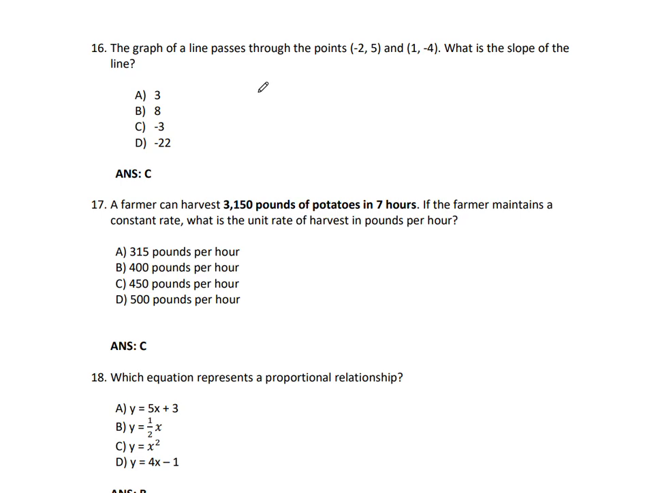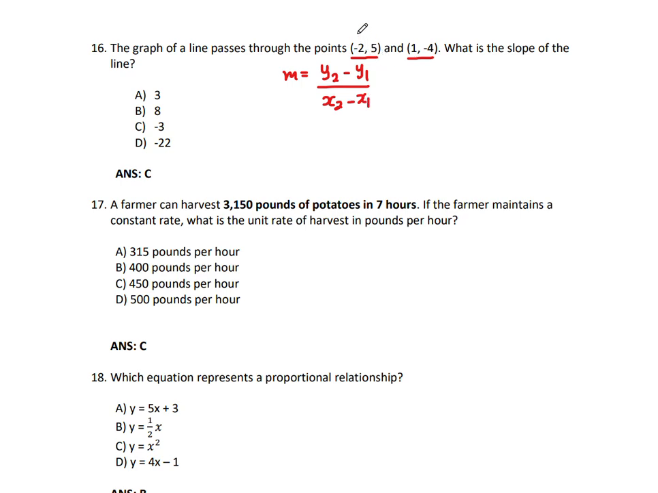In the next question, we are told that the graph of a line passes through 2 points, negative 2, 5, and 1, negative 4. What is the slope of the line? So to find the slope of the line, which is m, the slope is also the rate of change. To find the slope of the line, which is m, we say m equals y2 minus y1 all divided by x2 minus x1. So this is how we find the slope of a straight line.